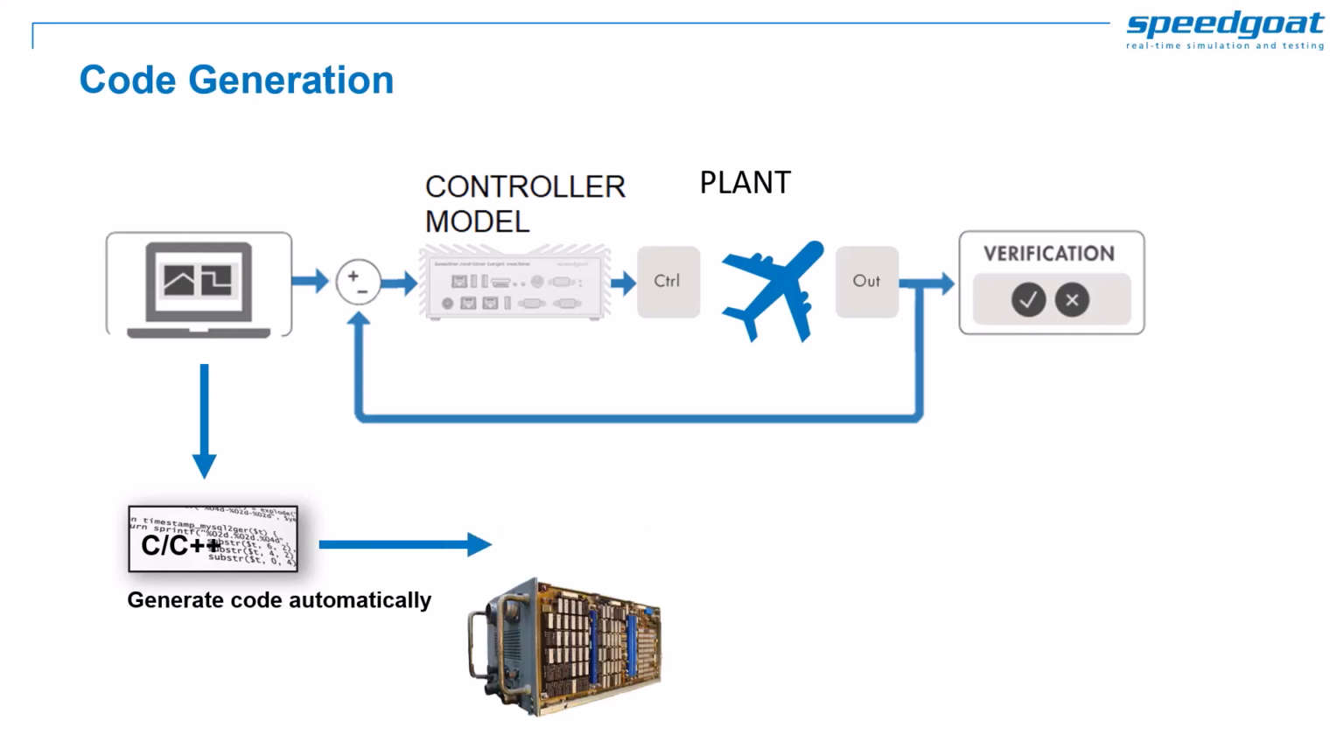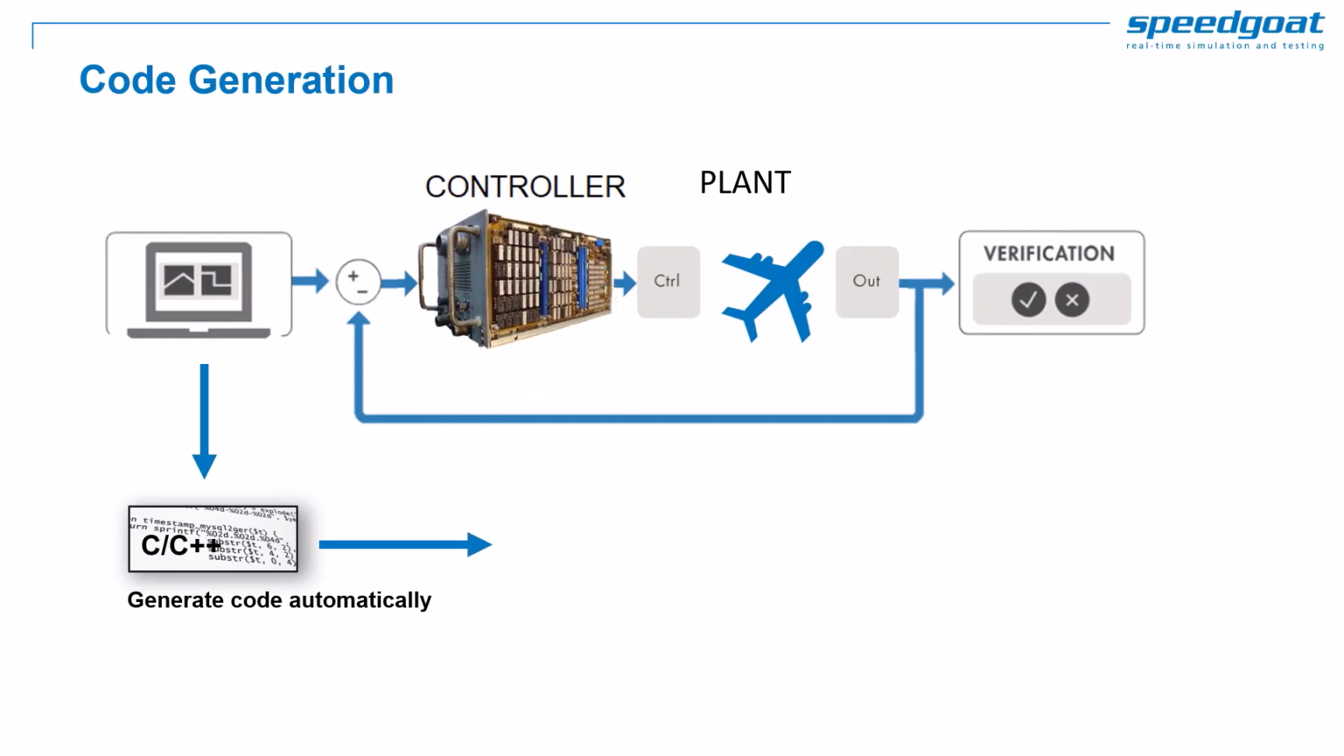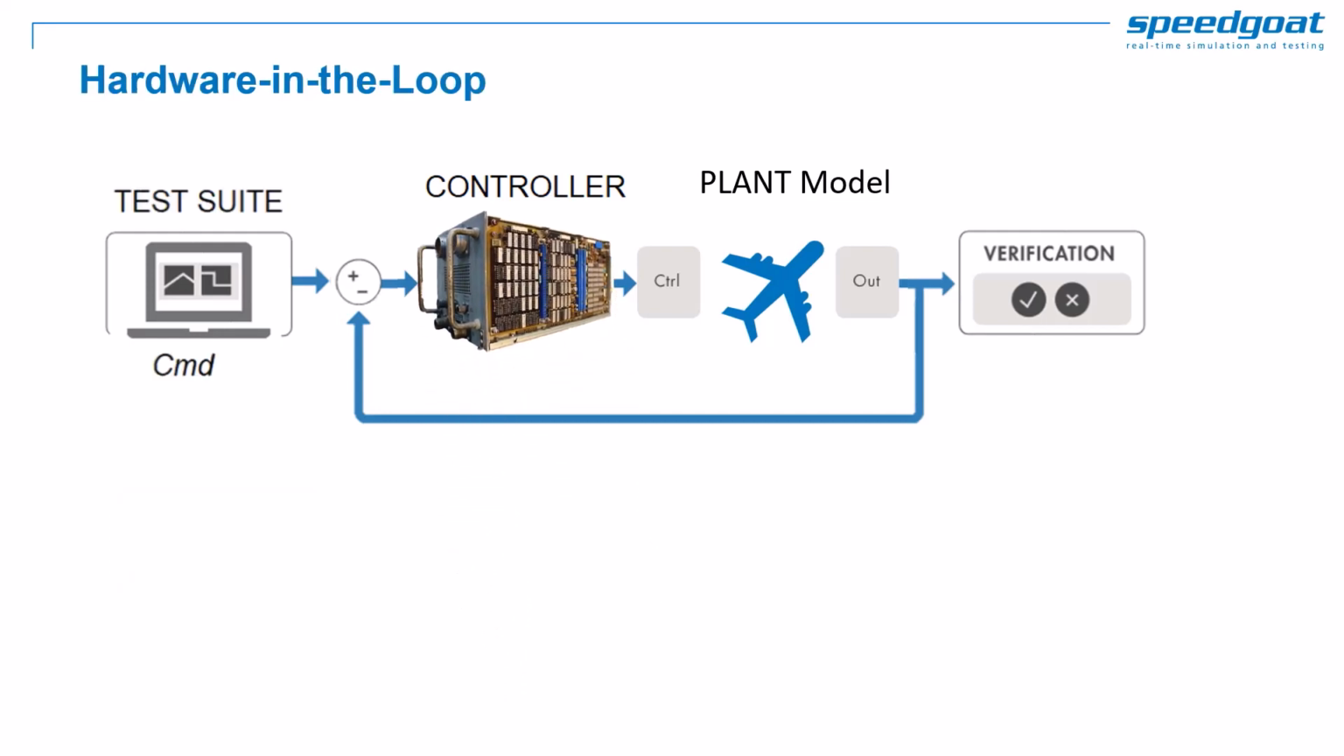After compiling the code on your controller, you can then go ahead and test it. You probably don't want to directly put the flight controller into the aircraft. Therefore, you can conduct hardware-in-the-loop testing, where you take your physical controller and run it against a target machine, which is a physical representation of your plant.